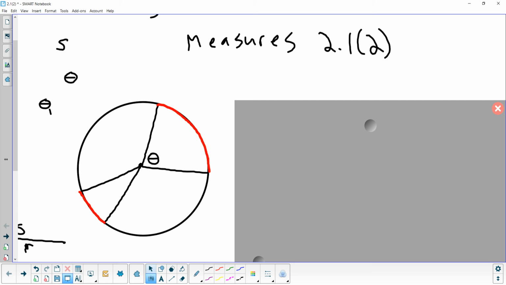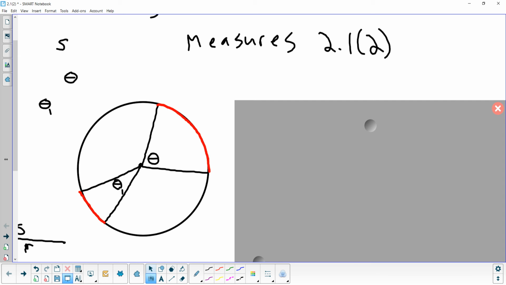And I have another angle down here. I can't use the same variable twice, so I'm going to just use something different. I'll call it theta 1. I could call the top one theta 2 if I wanted. I could really use any variable that I want.